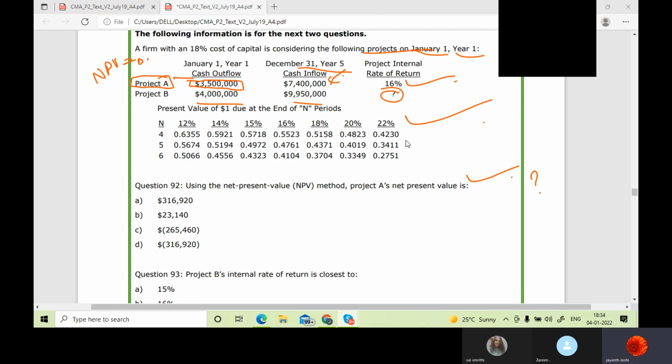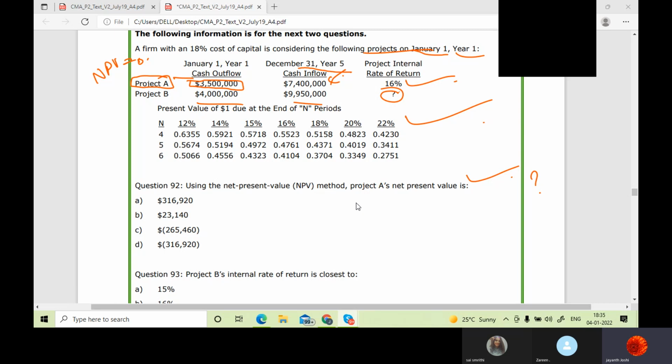Zarina and Smriti, any luck? Did you get the answer for the first one? Hello. No, sir. No. See, very simple one. I'm not understanding why you are not doing.